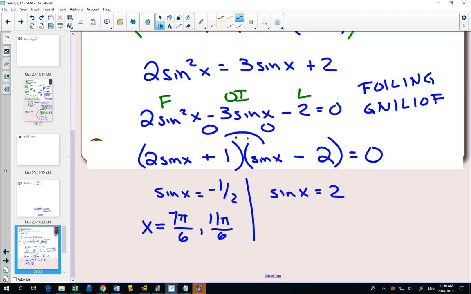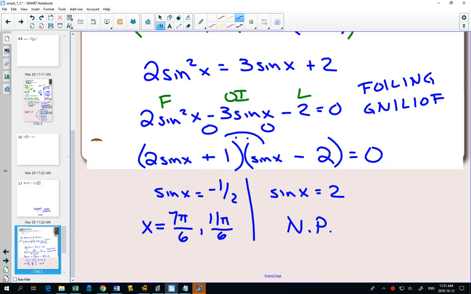When is sine x equal to 2? Never. Because sine is opposite over hypotenuse, this would be 2 over 1, and that can never happen. It can never be bigger than 1. Which ratios can never be bigger than 1? Sine and cosine. Tangent, no problem. The hypotenuse has to be biggest.